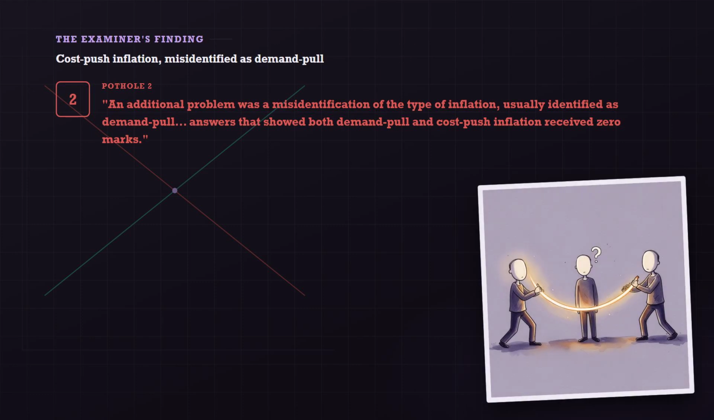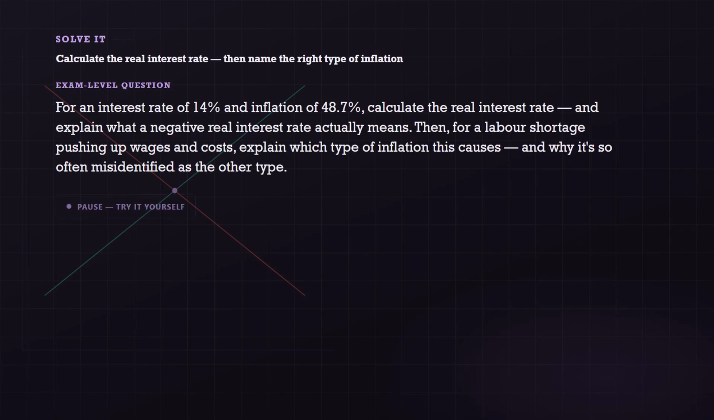Here's a second finding on identifying the right type of inflation. An additional problem was a misidentification of the type of inflation, usually identified as demand pull. Answers that showed both demand pull and cost push inflation received 0 marks. Here is your exam-level question. For an interest rate of 14% and inflation of 48.7%, calculate the real interest rate and explain what a negative real interest rate actually means. Then, for a labor shortage pushing up wages and costs, explain which type of inflation this causes and why it's so often misidentified as the other type.